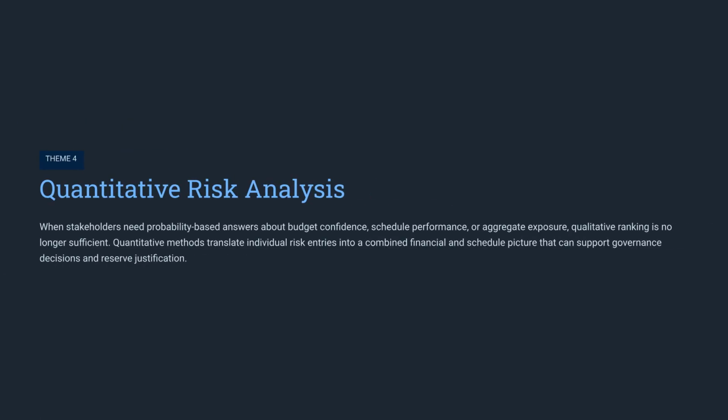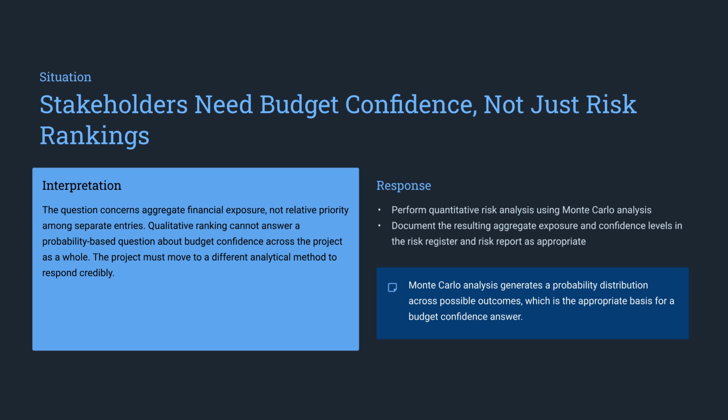Our fourth theme covers quantitative risk analysis. When stakeholders need probability-based answers regarding budget or schedule, qualitative methods are simply not sufficient. To provide budget confidence, perform a Monte Carlo analysis. This generates a probability distribution of possible outcomes, providing the necessary foundation for high-level governance decisions.